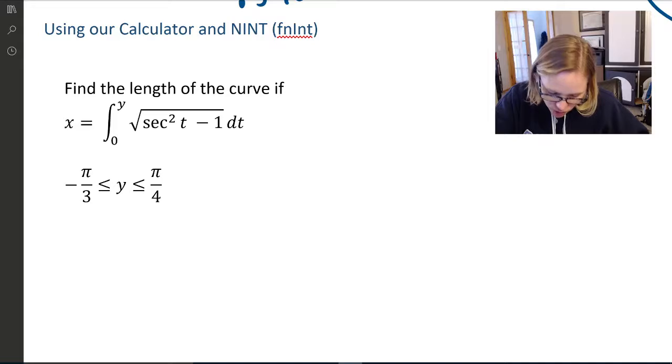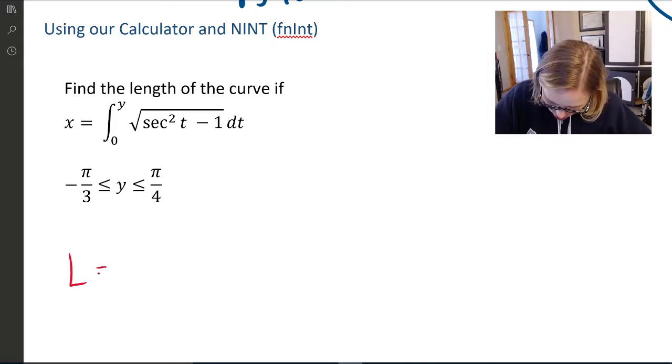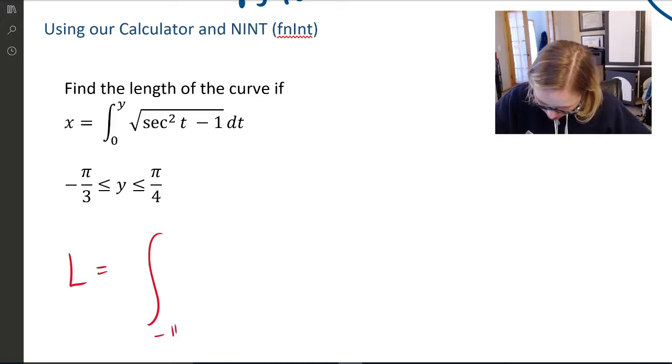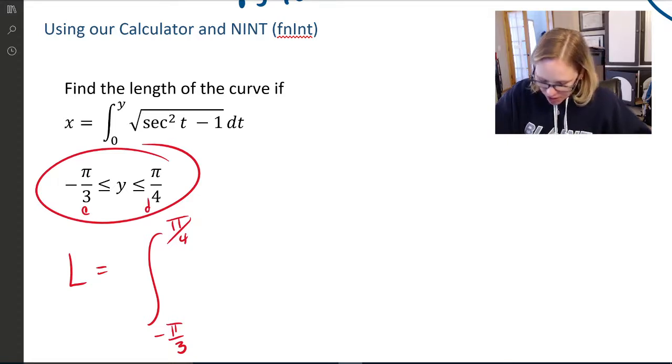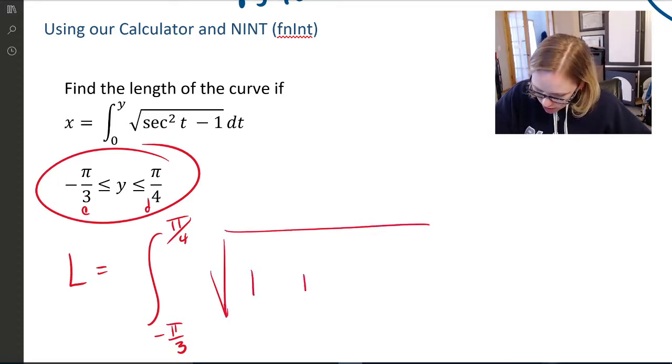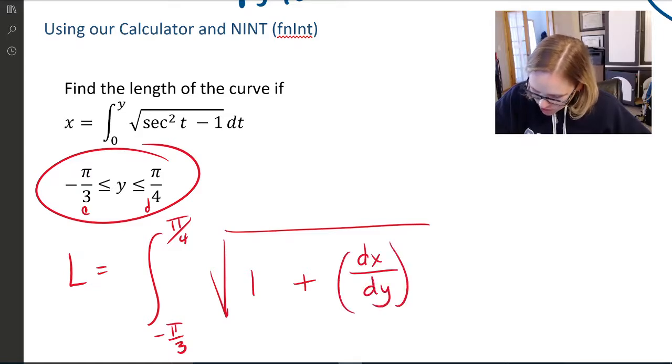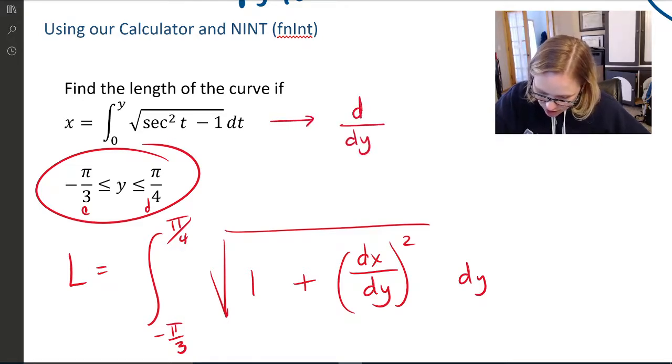Okay, so my formula, I'm going to start by writing it down. The length of the curve that I'm going to find is going to go from negative pi over 3 to pi over 4. So that's what these are. This is my C and my D. And it's going to be the square root of 1 plus the dx/dy, so the derivative of this, squared, dy. Okay, so I need to find dx/dy.